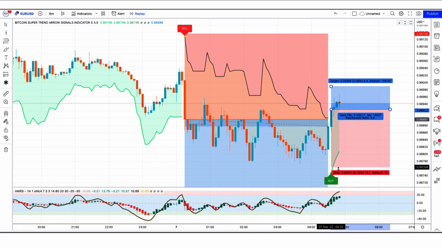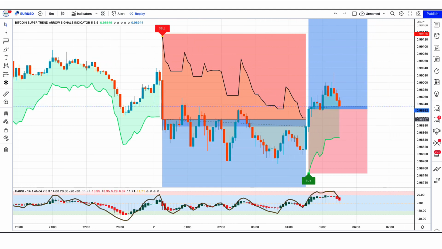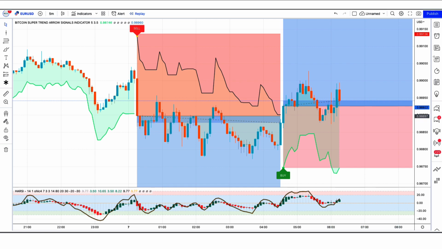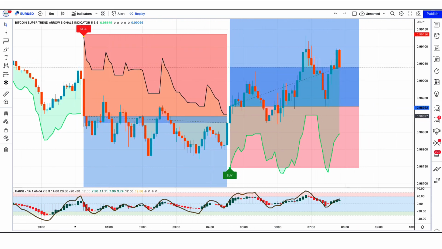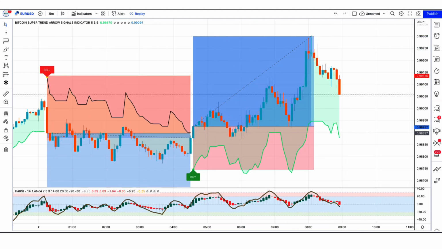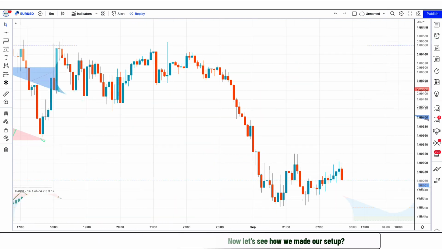Our stop loss will be placed at the super trend arrow signals line. And the risk to reward ratio will be 1:2. Let's see what happens to our trade. Our trade is running in profit. We have won the trade. I hope you must have liked this trading strategy. Now let's see how we made our setup.